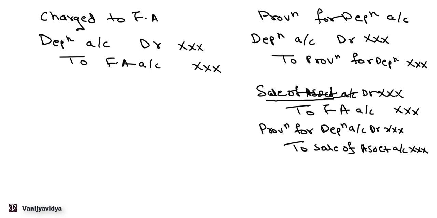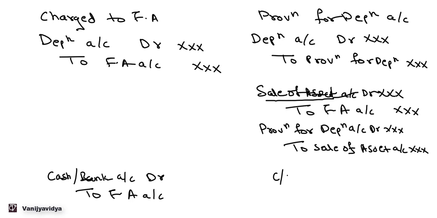Now when you have sold it, you must have received some cash or bank. So cash or bank account debit to fixed asset, in this method when you charge it to fixed asset. Now since you have taken everything to the sale of asset account, you will take this to the sale of asset account.